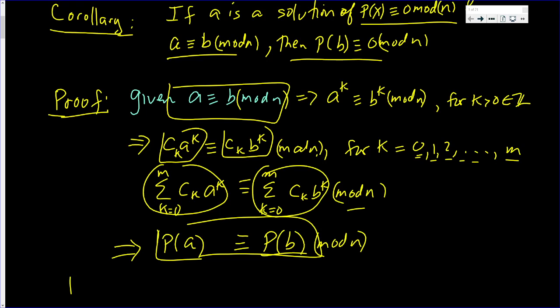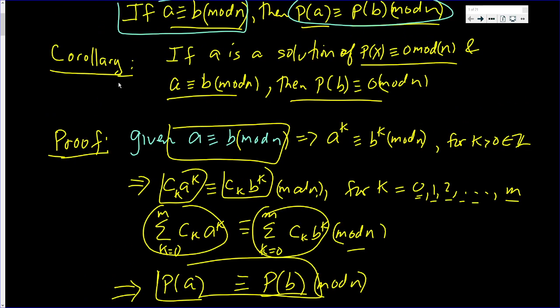Now, the proof of the corollary is pretty straightforward. It tells you that a is a solution, and a and b are congruent. Based on the theorem, p of a is congruent to p of b. And if p of a is equal to 0 mod n, then so is p of b.